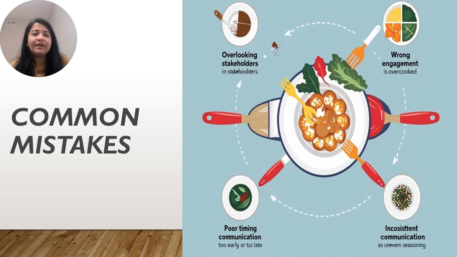The third thing that we'll be careful about would be to not have poor timing. That means not cooking or serving too late or too often. So that's where you are not updating the stakeholders too late or too often based on the communication plan. The last thing that we would be careful about is not having an uneven seasoning. That's where providing inconsistent communication towards the stakeholder based on the communication plan.